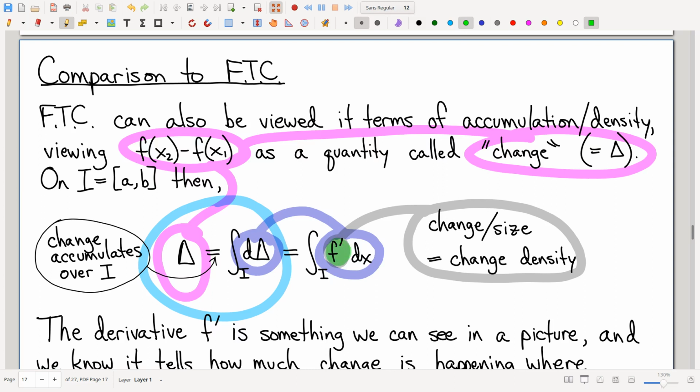And along those lines, this is an interpretation of the derivative. Weird, to be fair. A weird interpretation of the derivative. And I know you probably have preferred interpretations of the derivative, right? But the interpretation we're going to take here is that the derivative is a density. Don't think of it as the rise over the run. Think of it as change, this accumulating quantity called change, per unit size, dx being size.